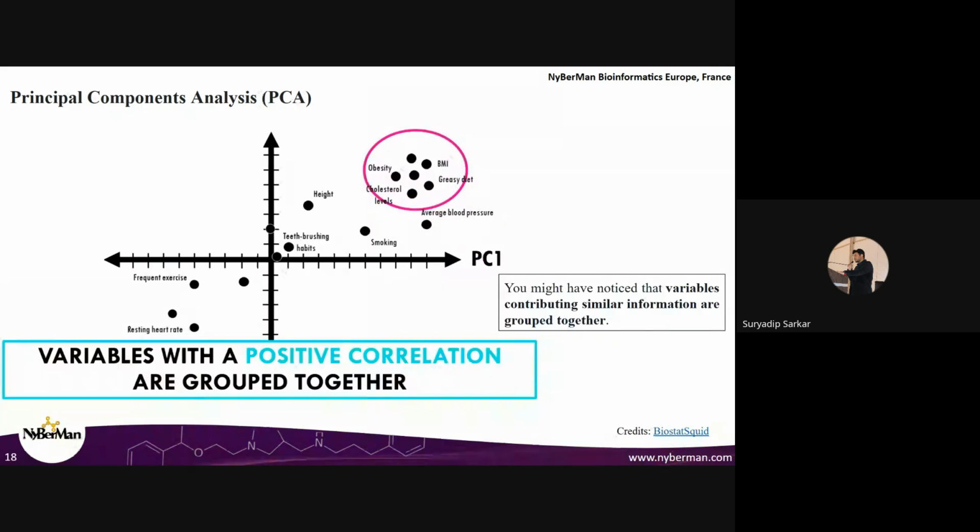Now, a very beautiful thing to notice here is that variables which contribute similar information are usually grouped together. Variables which end up contributing similar information are grouped together on the loadings plot. So variables with a positive correlation are grouped together here, you see? If a variable is positively correlated with another variable, they are conveying the same information, right? Because variable A is increasing, variable B is also increasing.